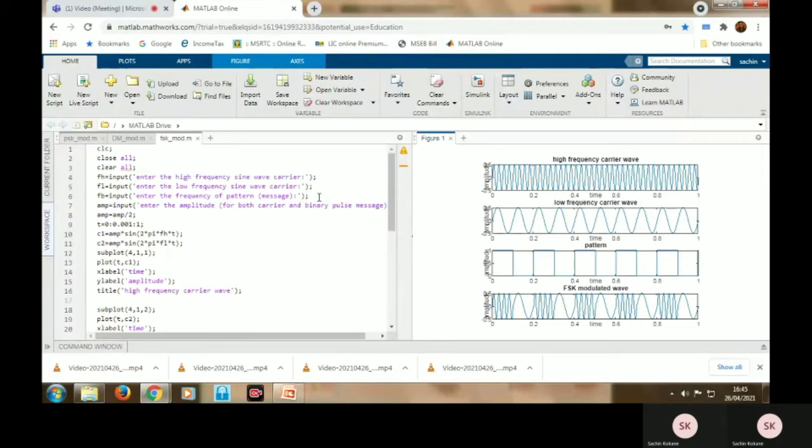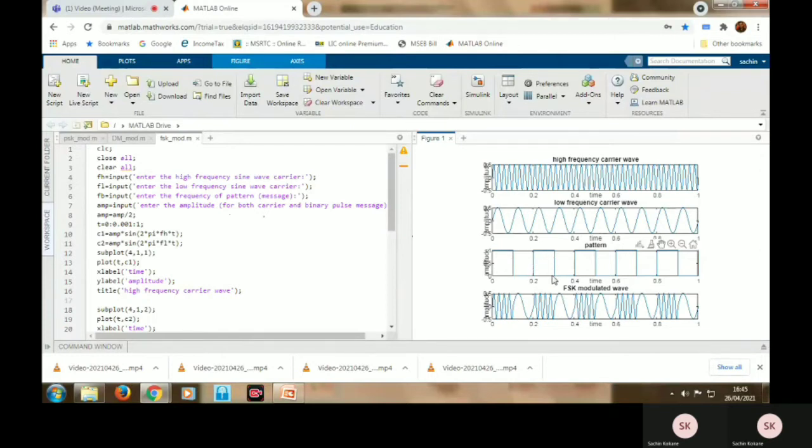After that, the next variable is AMP, which stands for amplitude. So we are giving the amplitude for both the carrier as well as the binary message signal. Now here we are doing AMP equal to AMP divided by 2. Just now we have discussed the signal which is required, which is unipolar. Here we need the message signal to be unipolar.